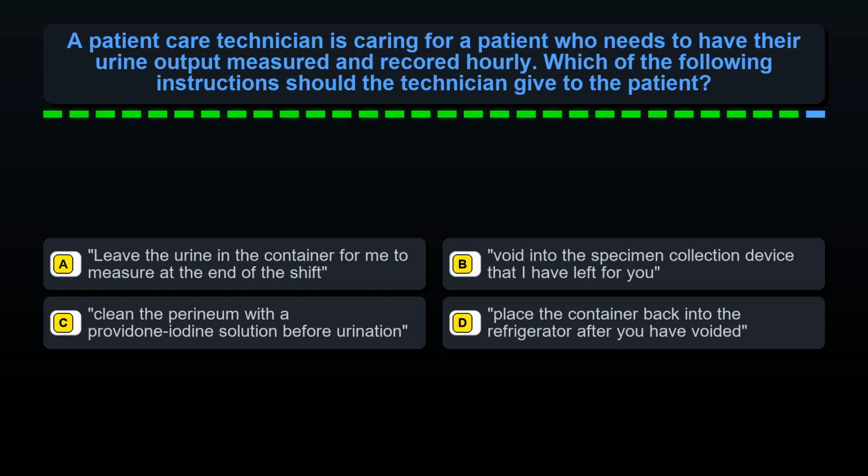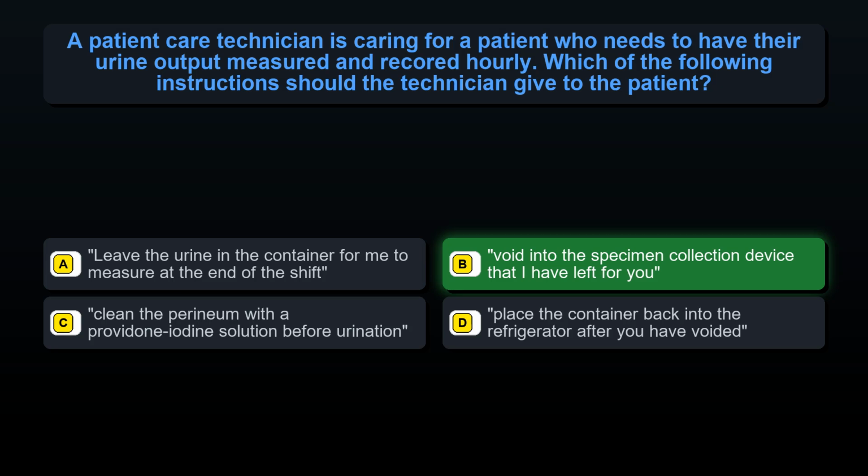Question 27. A patient care technician is caring for a patient who needs to have their urine output measured and recorded hourly. Which of the following instructions should the technician give to the patient? Option A, leave the urine in the container for me to measure at the end of the shift. Option B, void into the specimen collection device that I have left for you. Option C, clean the perineum with a povidone iodine solution before urination. Option D, place the container back into the refrigerator after you have voided.